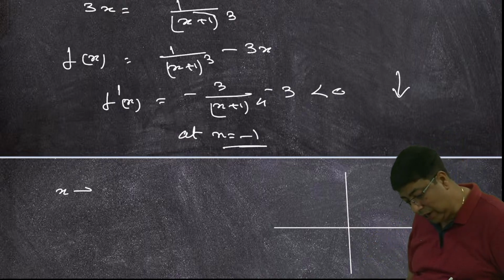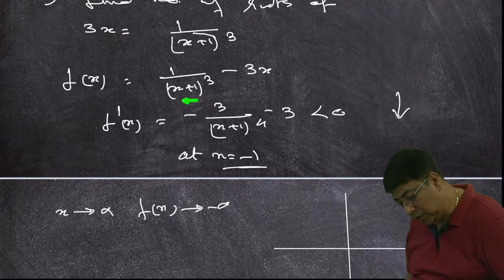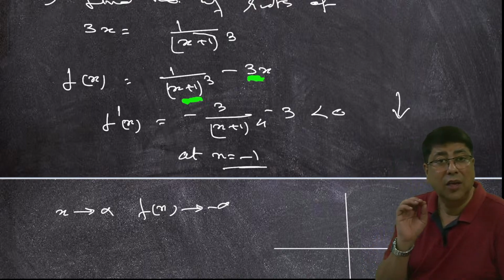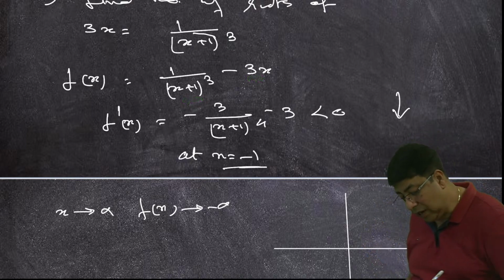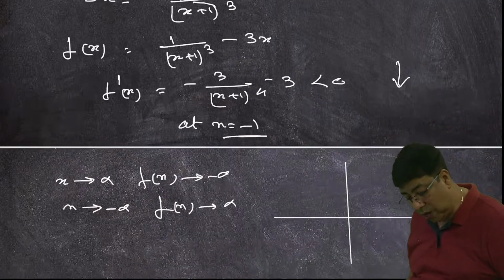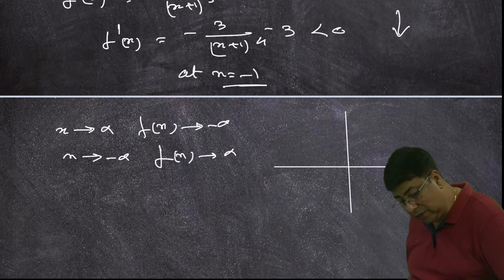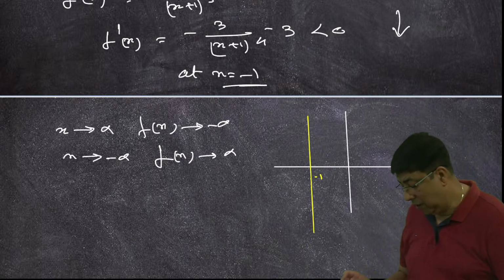See one thing, x tends to infinity and f(x) tends to minus infinity, because ये देखो यहाँ पे, as x tends to infinity, 1 by infinity is 0, and f(x) tends to minus infinity. As x tends to minus infinity, f(x) tends to infinity. ठीक है? And the vertical asymptote is at x equal to minus 1, माने x equal to minus 1 will divide it into two parts, everybody.